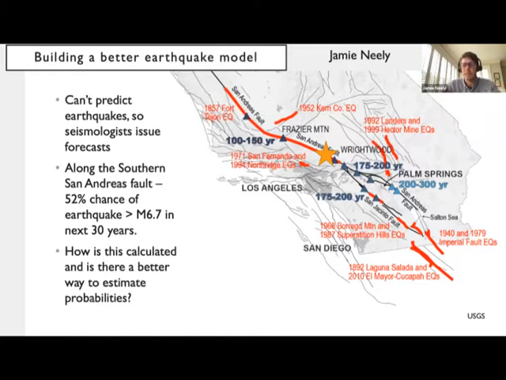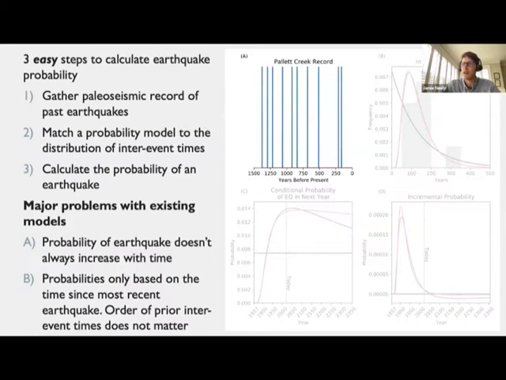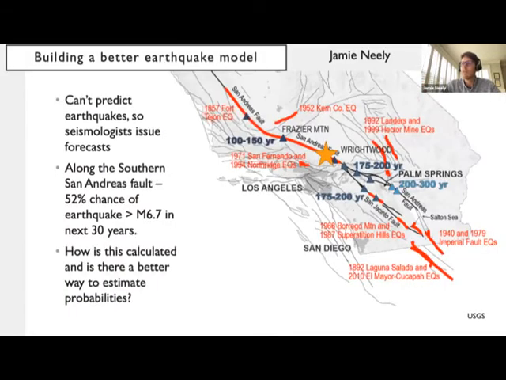What I study is earthquakes. What I've spent my summer working on is building a better earthquake model. The idea is that seismologists, as much as we want to, cannot predict earthquakes. We cannot tell you when the next earthquake is going to happen. So instead, what we do is we issue earthquake forecasts. We say the probability of an earthquake in this region is X% over the next 30 years. One region we've been looking at is Southern California.